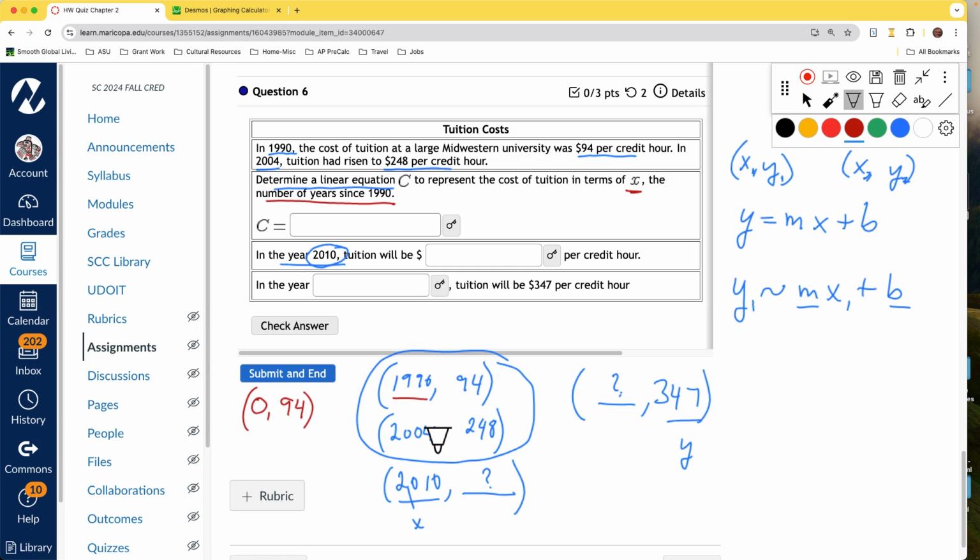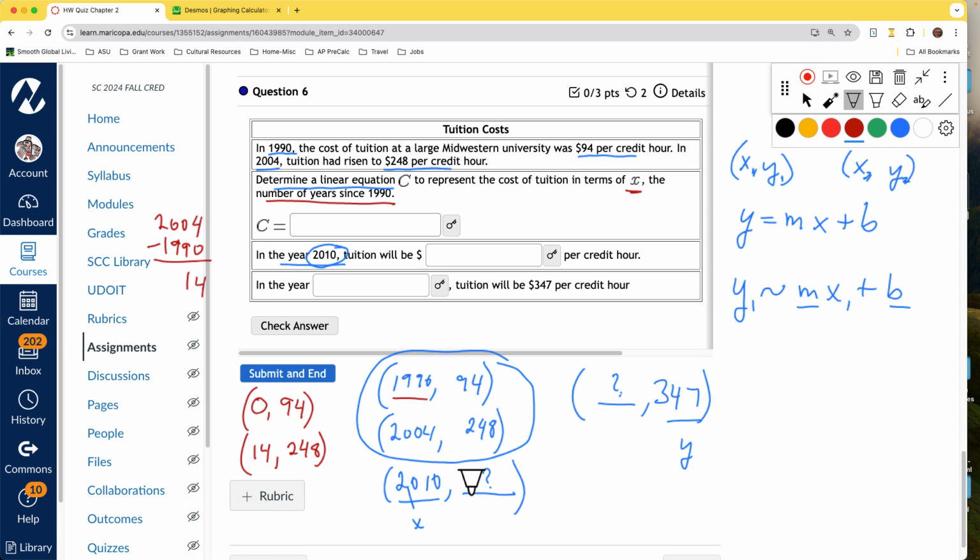For 2004, we can get its x value by subtracting 1990. So we go 2004 minus 1990, or you could count with your fingers, which I like to do. 1990 to 2000 is 10 years plus 4, should be 14 years, and if you subtract it, you'll get 14. However you want to do it, when you get stuck, just subtract the years, and you'll get that this is the point (14, 248). X is 14, y is 248.